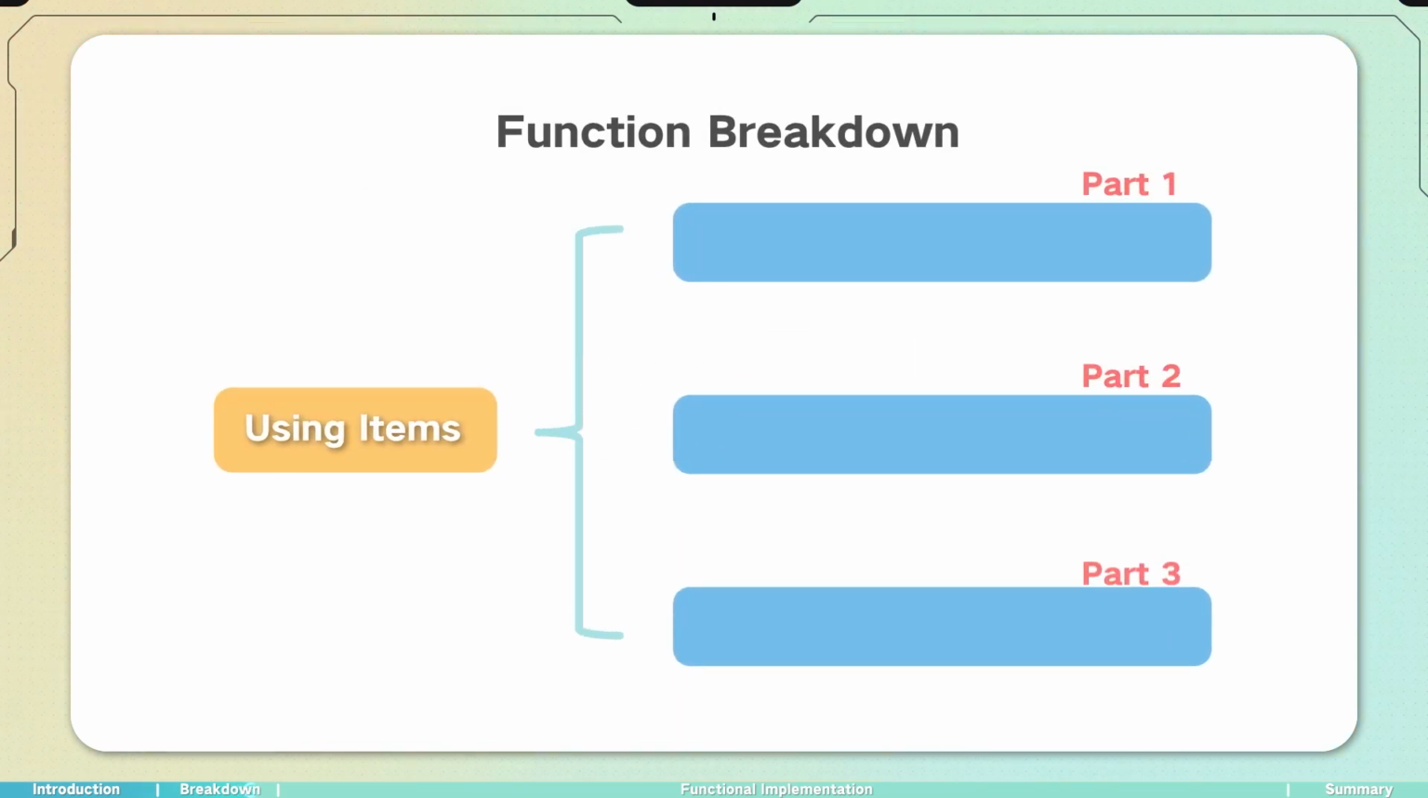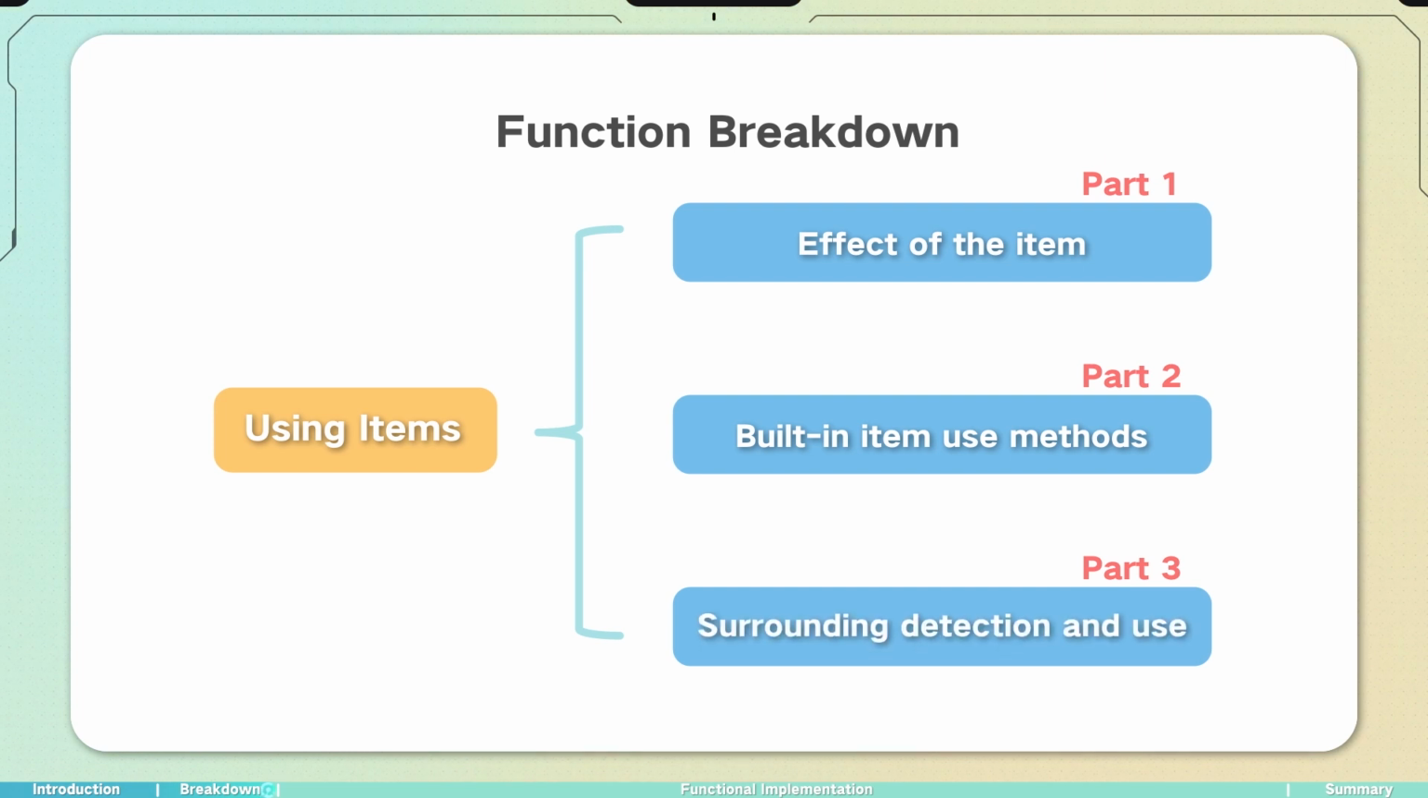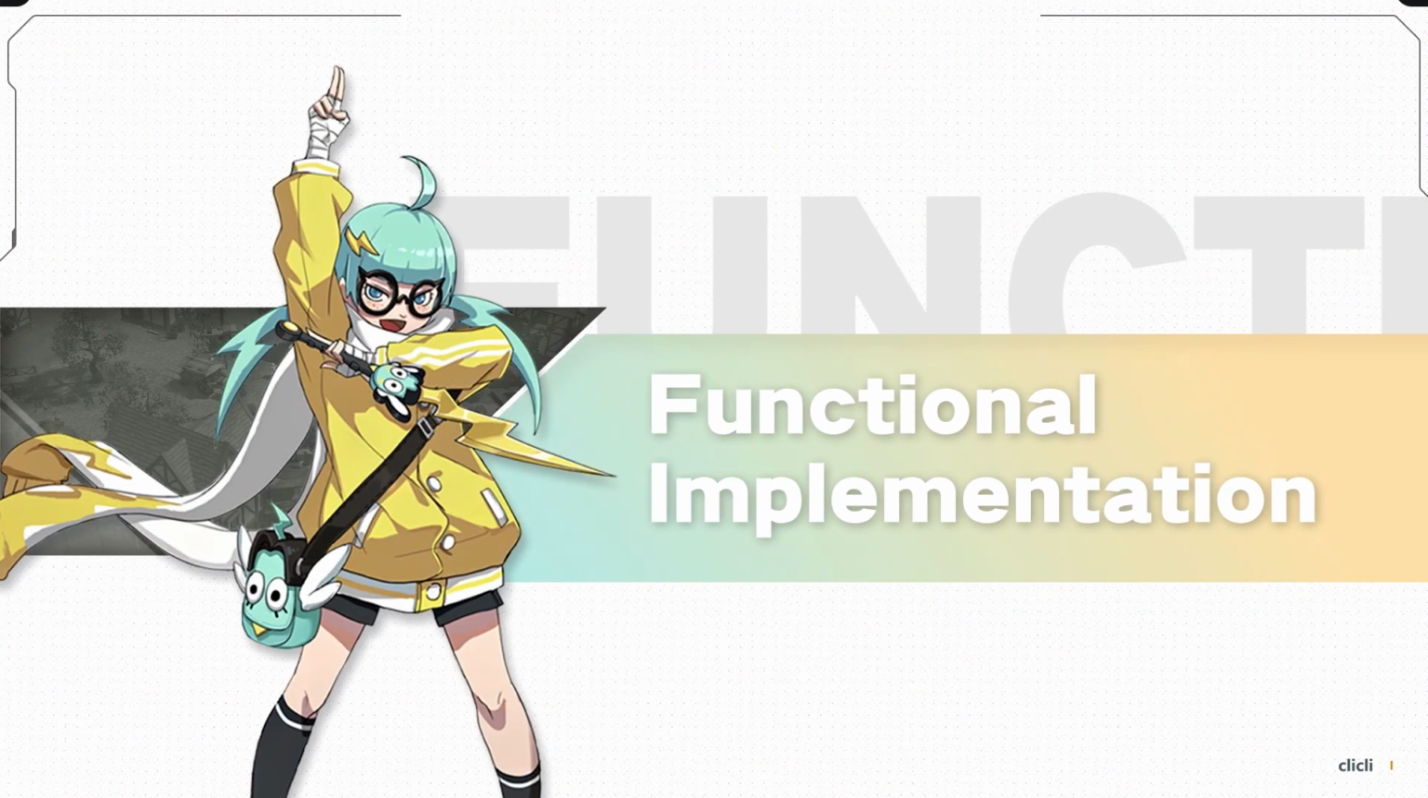According to our needs, we can break down the project into three parts. Number 1, effect of the item. Number 2, built-in item use methods. And number 3, surrounding detection and use. Now, let's see how to achieve these functions.